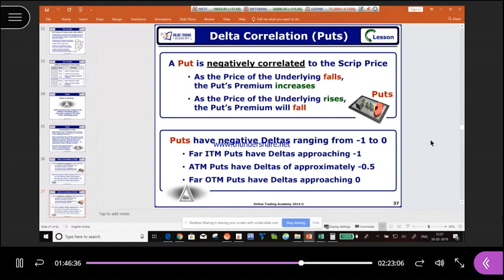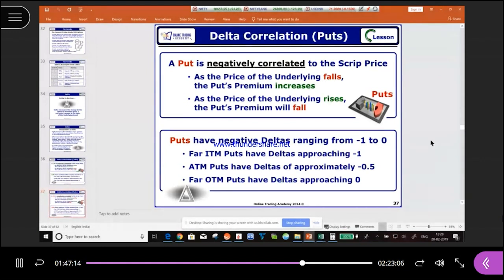Similarly, a put is negatively correlated to the underlying price. As the price of the underlying falls, the put premium increases, and as the price of the underlying rises, the put premium falls. Puts have negative deltas ranging from minus 1 to 0. Far in the money, puts have deltas approaching minus 1. At the money, puts have deltas approaching minus 0.5. And far out of the money, puts have deltas approaching 0.